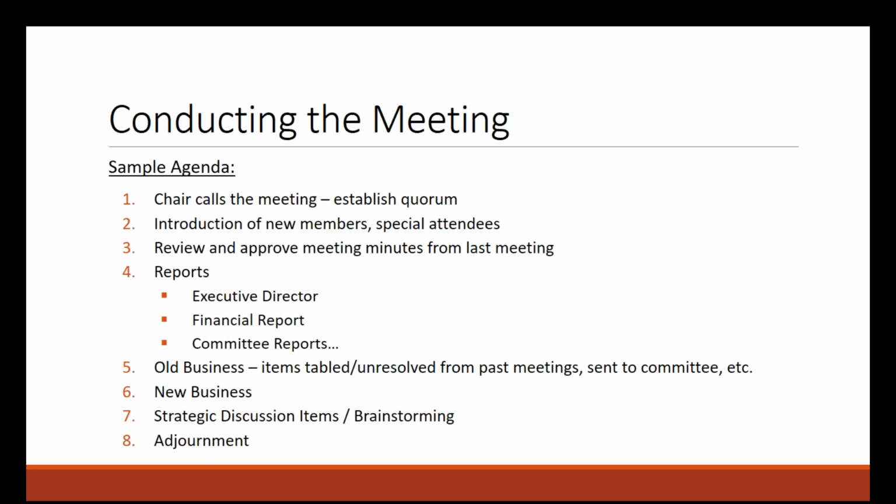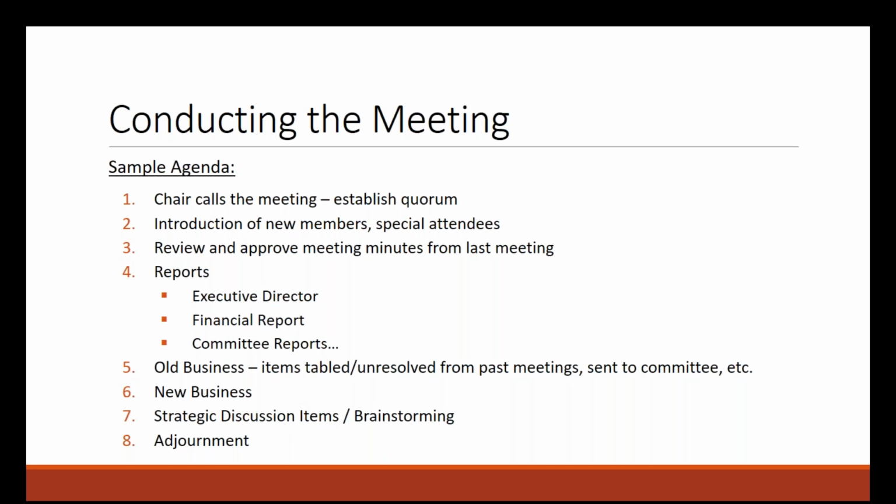An important function is to review and approve the meeting minutes from the last meeting. And then you might want to go into your reports, report from the executive director, from the chair. Definitely at some point you want to have a financial report and to review the financial situation of the organization. If you have committees, this would be a good time for committee reports.